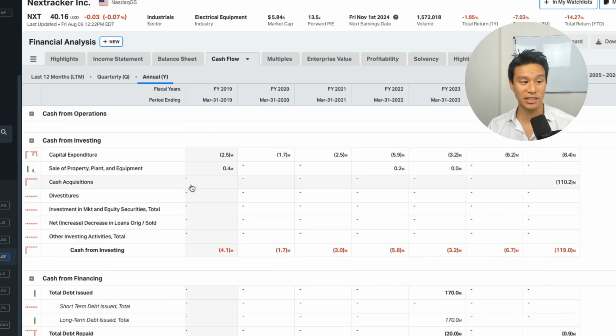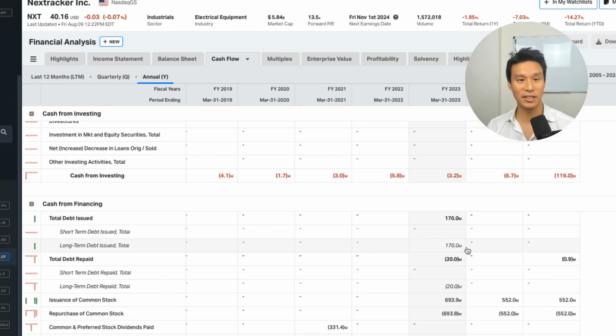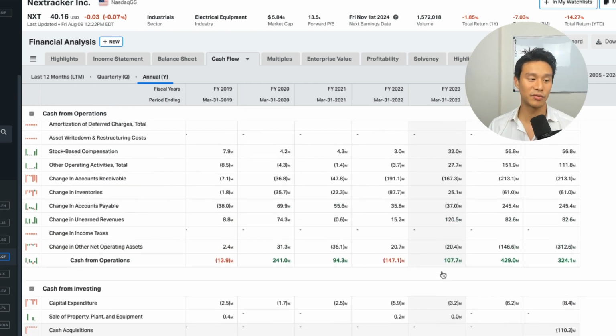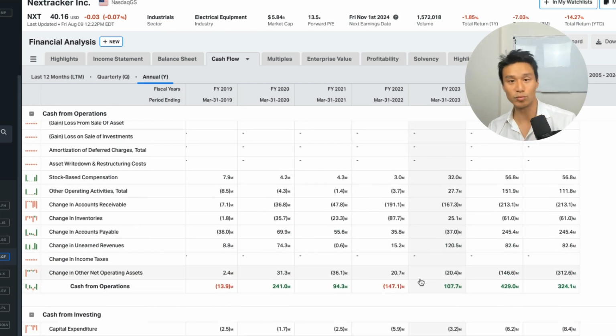If they're doing any acquisitions, that would come up with the cash from investing. If they've been paying back debt or raising stock, of course, that would be in the cash from financing. And also from the cash from operations, I can just see if maybe some years have a lot of use of working capital, right? So it's a picture of what's going on in the business from a cash perspective.